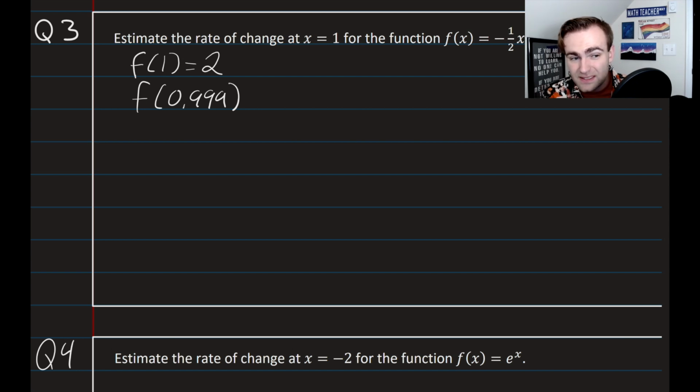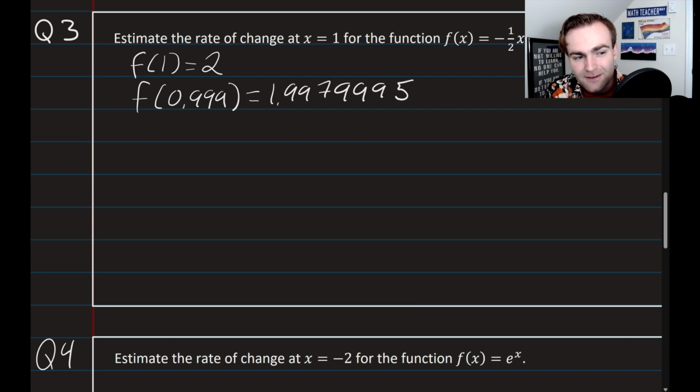Something else that I really like to do is put the equation into the y equals screen. So putting it into the y equals screen, I can then bring up a table, and I would love to show you how to do that. Please ask me in class, and I will definitely show you how to do that. But otherwise, we can get that this is about 1.9979995.